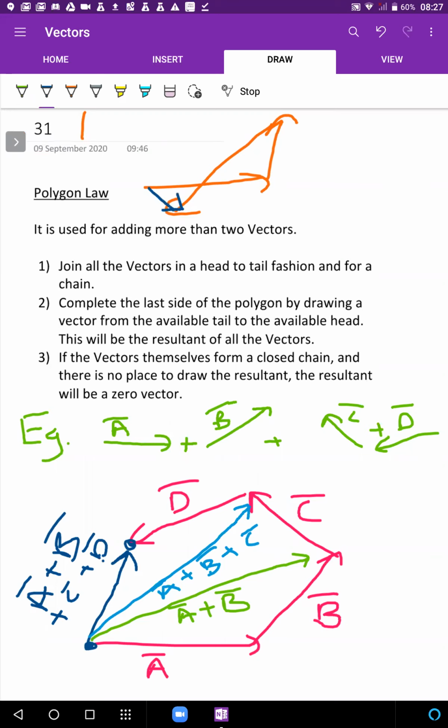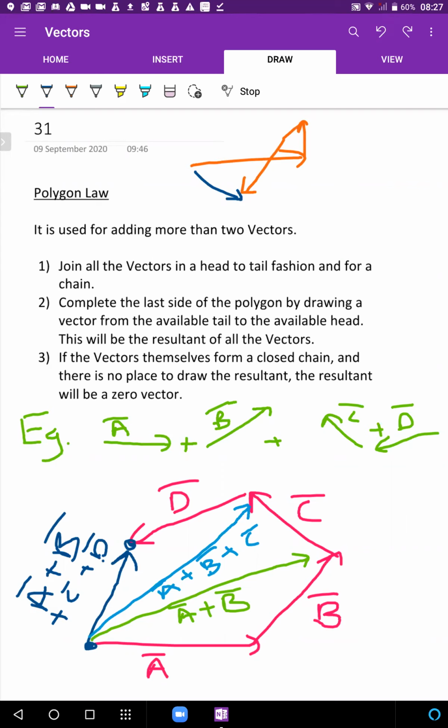It will still give you a resultant as long as there is some gap. As long as there is some gap between the starting point and the finishing point, you'll always be able to get your resultant. If there is no gap, if this vector finishes over here, then there would be no place for you to draw the resultant. In that case, your resultant would be 0.